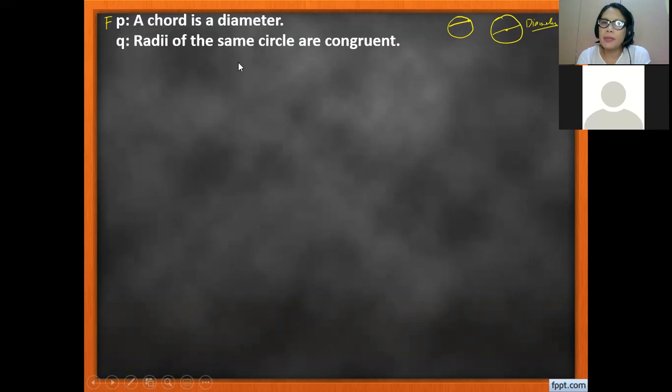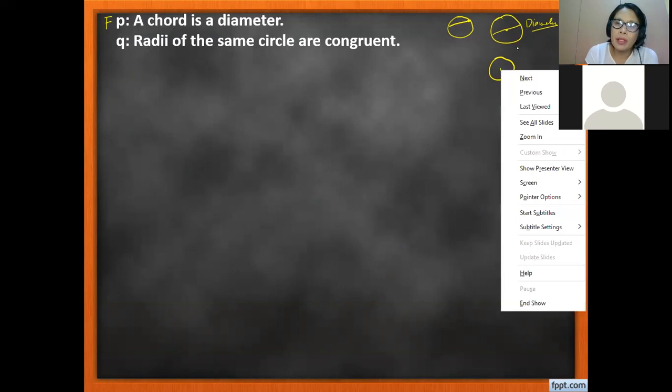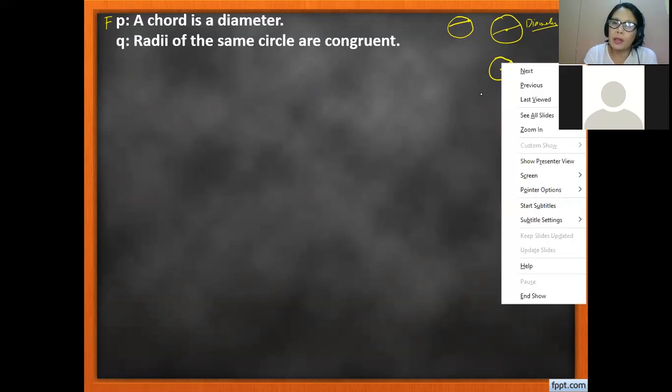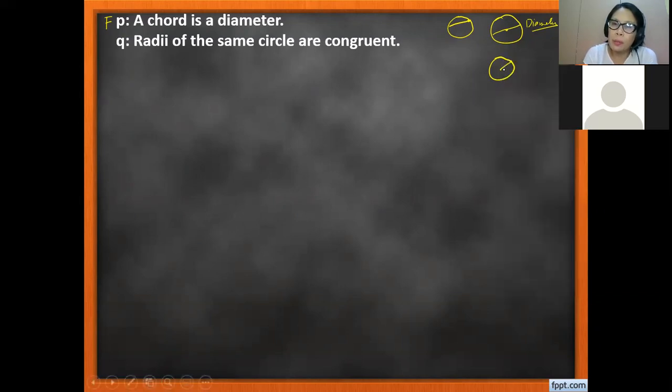Now radii of the same circle are congruent. So this is the plural form of radius. Okay? So a radius, the endpoints of a radius is the center of the circle and any point on the circle. So for example, if you have this point, okay, so this is one radius of the circle. Okay. Now, if we have another point here, and then we connect this with the center, so this is another radius of the circle. Now, radii of the same circle are congruent.